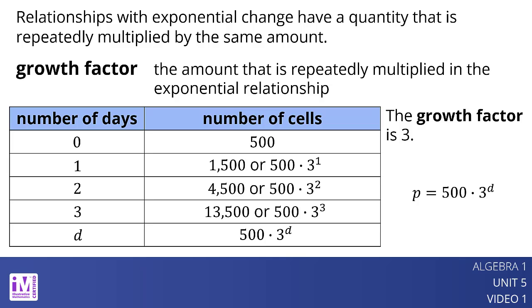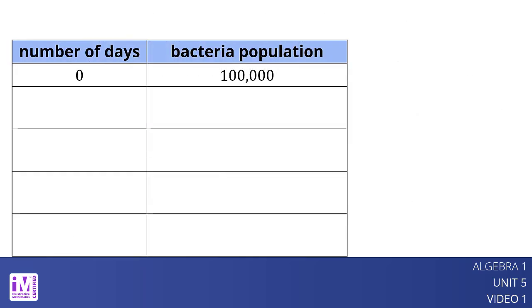Some quantities, like this cell population, increase by the same factor at regular intervals, but sometimes a quantity decreases by the same factor at regular intervals. Let's look at an example. Suppose a bacteria population starts at 100,000 and 1/4 of the population dies each day.